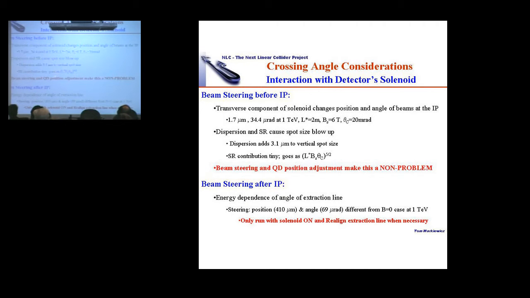Once you bring the beams into collision at the IP, they continue to steer after the IP, so you've also got to do something for the extraction line. And there, hopefully the apertures are sufficiently large that as you change energies and whatnot, the steering will change sufficiently small that it won't be a problem either.